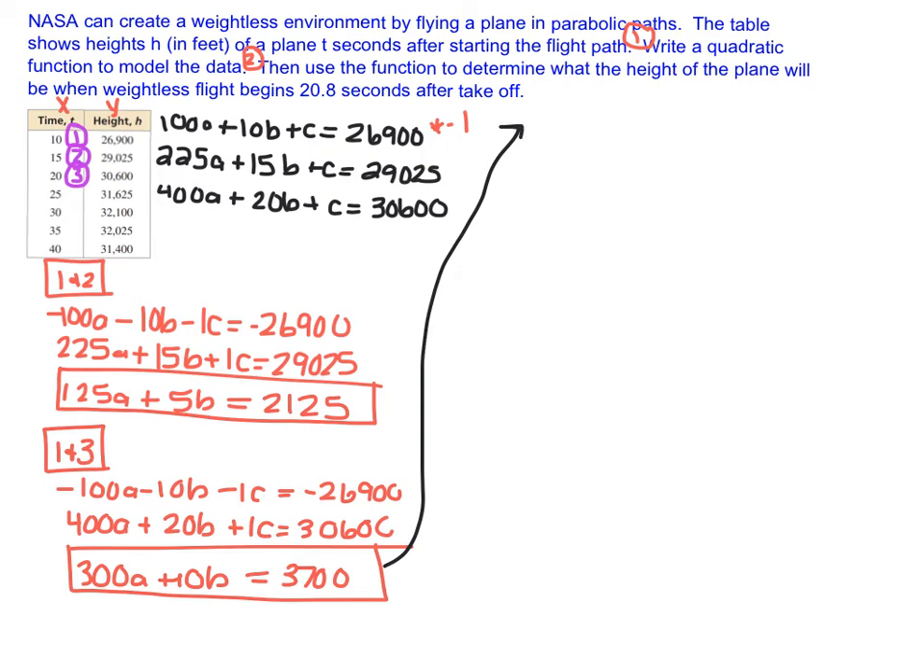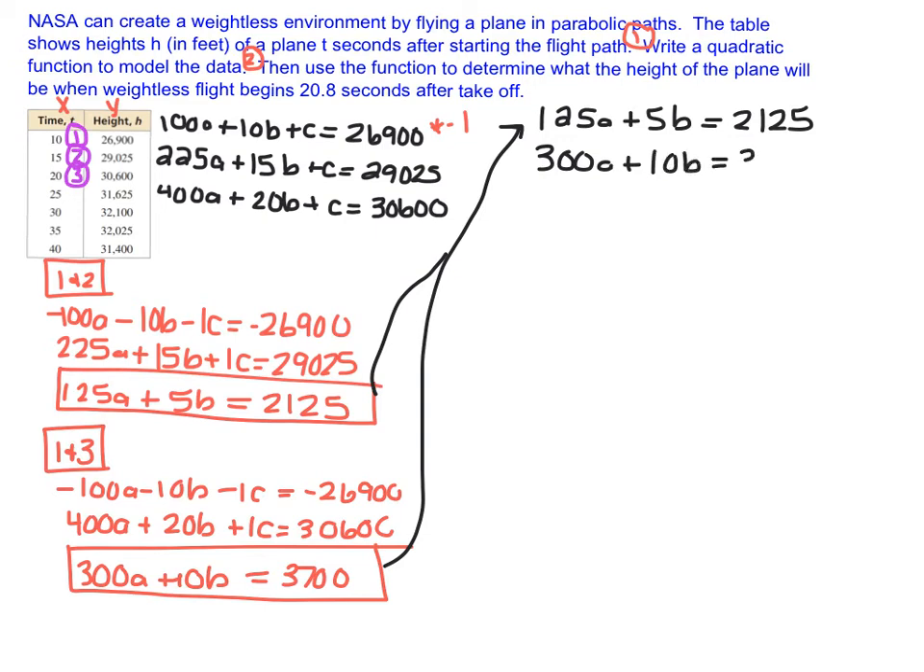So I'm going to bring these together up here and link them together. So I have 125A plus 5B is equal to 2,125. And then I have 300A plus 10B is equal to 3,700. So now I need to eliminate another variable. And because I noticed that 5 and 10 are pretty easy to make the same, I'm going to choose to eliminate B by multiplying this first equation through by -2.